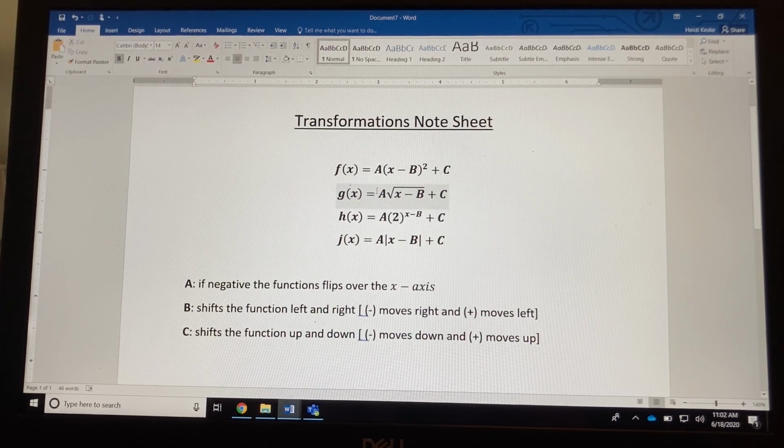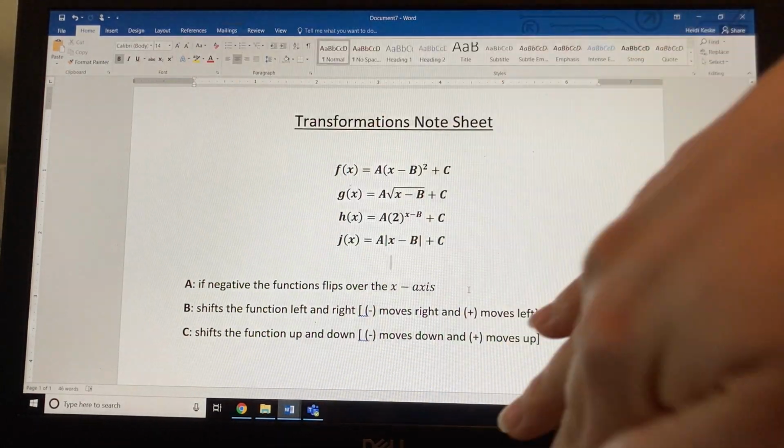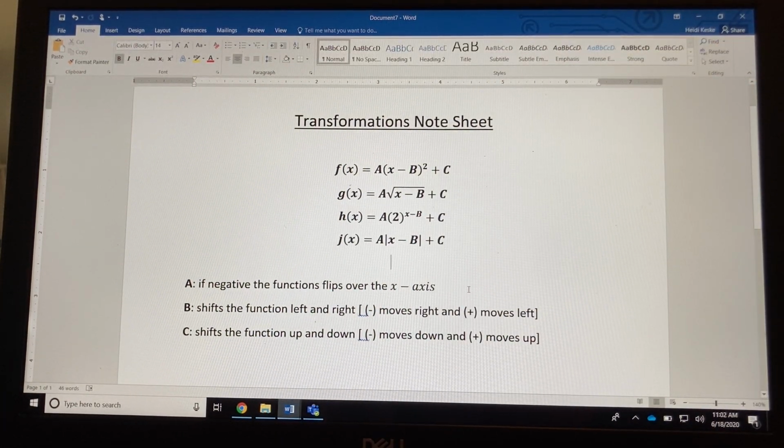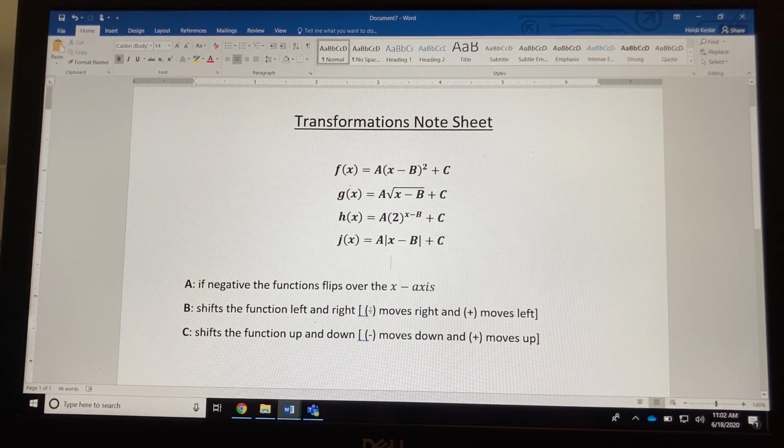So if you see this letter in the front, the a value, the number in the front, if it's negative, it tells you that it flips it over the x-axis. So if it's pointing up, it flips and it points down. Now the b value, which I always like to think of as the inside value, so you see how b is on the inside in all of them, moves the function left and right. Now the one caveat here is that it's opposite of what you would think. A minus sign moves it to the right, and a plus sign moves it to the left.